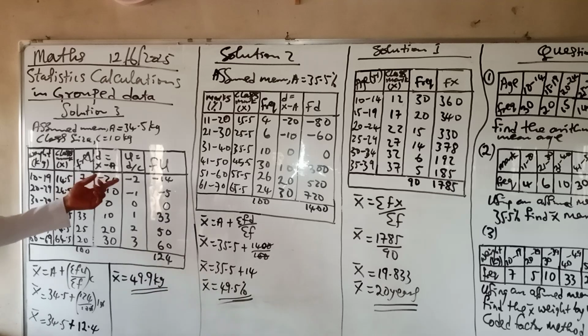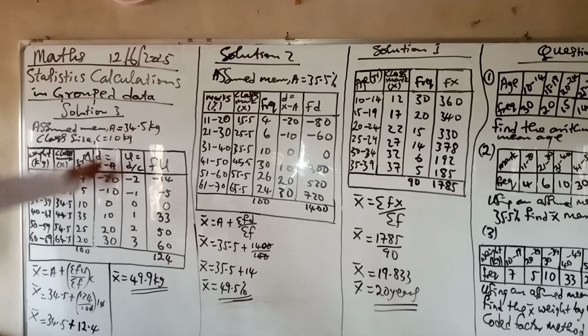Now you proceed. We get D. How do we get D? The formula is X minus A. The values of class mark here minus the constant A given to us. That is how we are going to arrive at the values in this column of D.